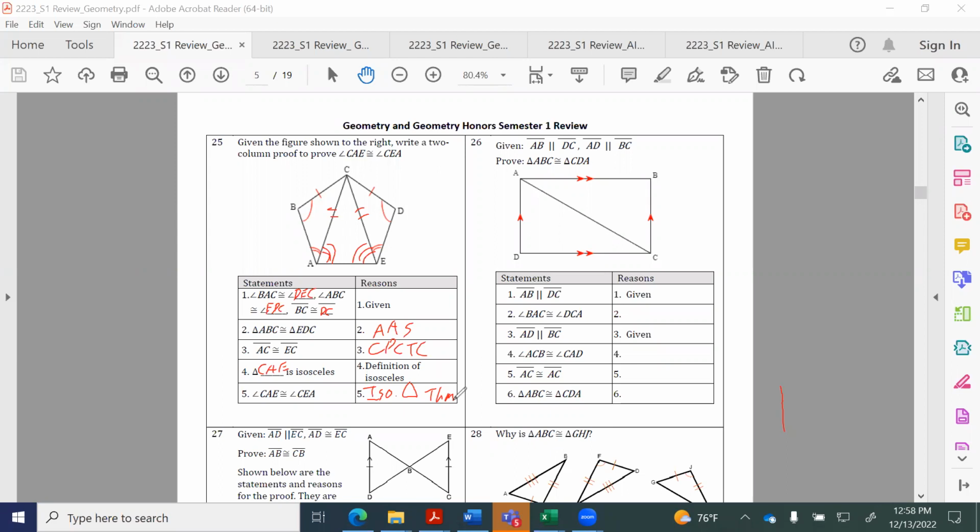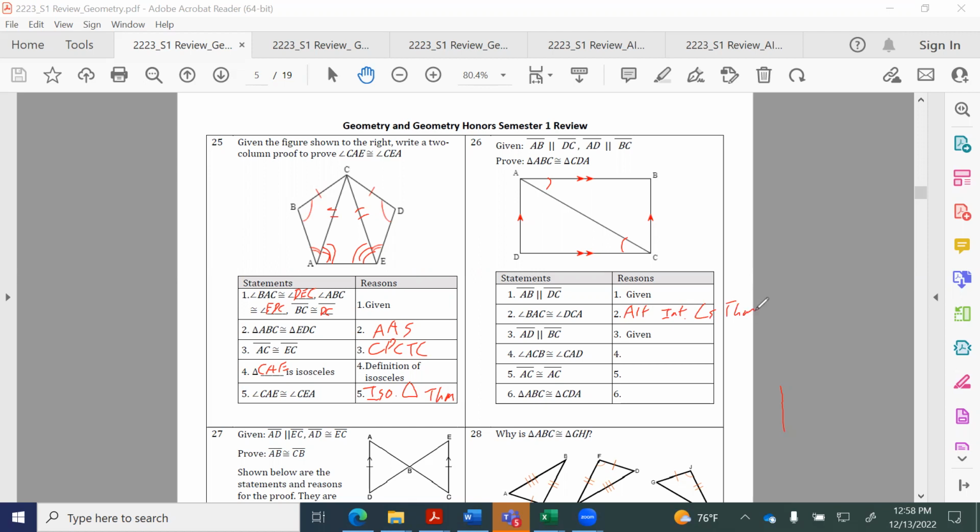All right, number 26. This one we're just trying to prove that the triangles are congruent. They gave us some information. So again, any information they gave us, we list as given, which they already have labeled. Now, we also have all the different statements here. We just have to give the reason. So angle BAC, this angle, is congruent to angle DCA, this angle. Well, what type of angles are those? Those are alternate interior angles. So alternate interior angle theorem.